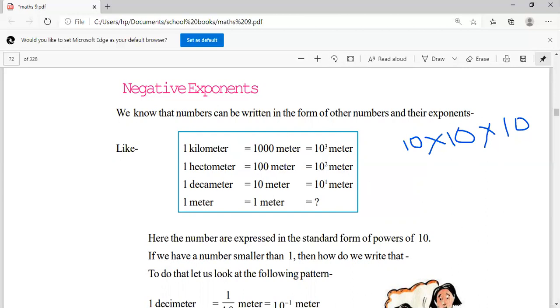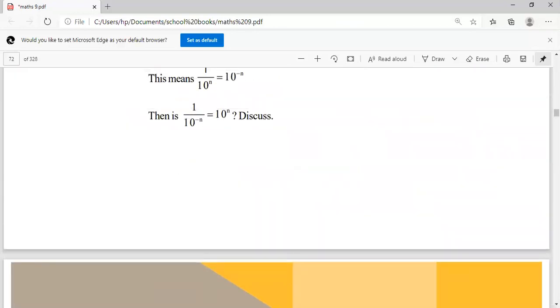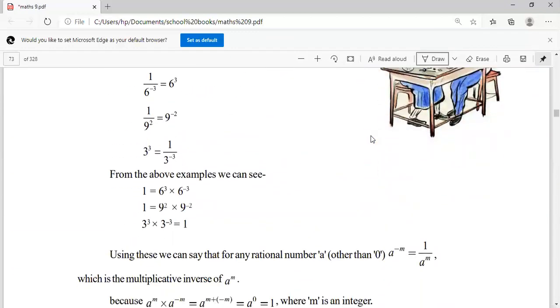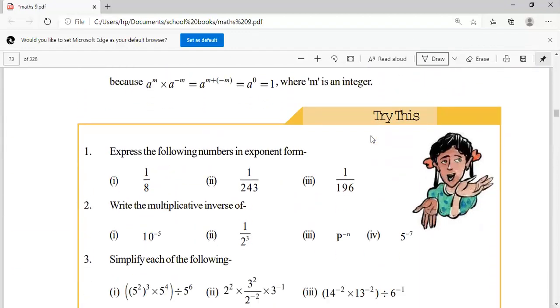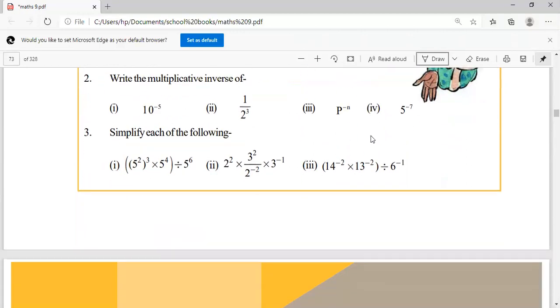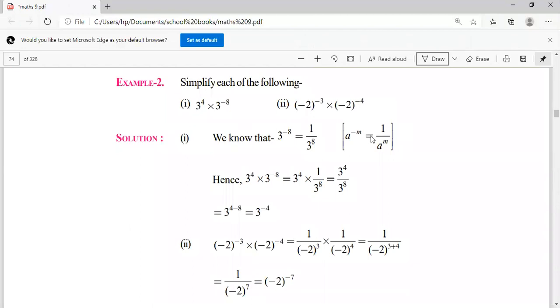Now let's see the next part. What we have to know now, you can solve this part also. If you want, you can write down these questions and solve them for your practice. You can pause the screen and solve it. Now we will see the next examples.